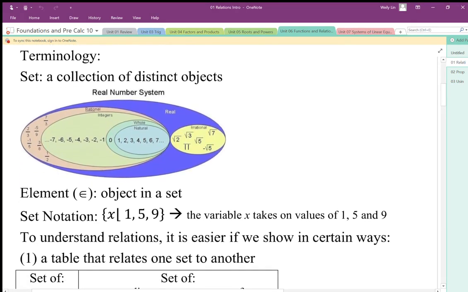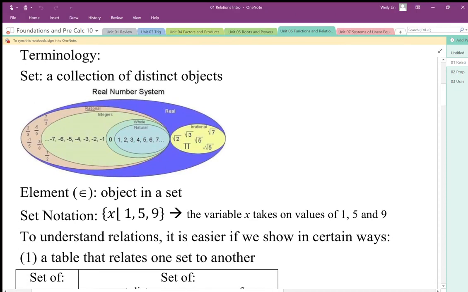And there's some notation that goes with this. The terminology is element, and the notation that goes with that is this funny looking E here. Okay, and it just means that it is an object in the set. So when we say that George is an element of students in pre-calc 10, we have George, here's our set, students in pre-calc 10, and we can say that George is an element of that set.